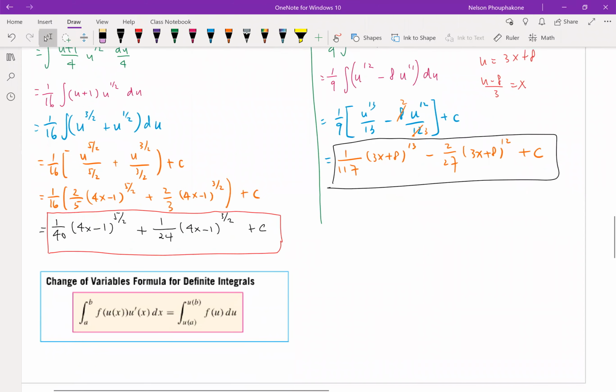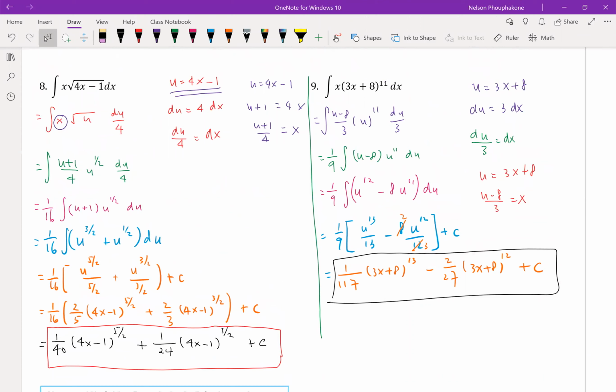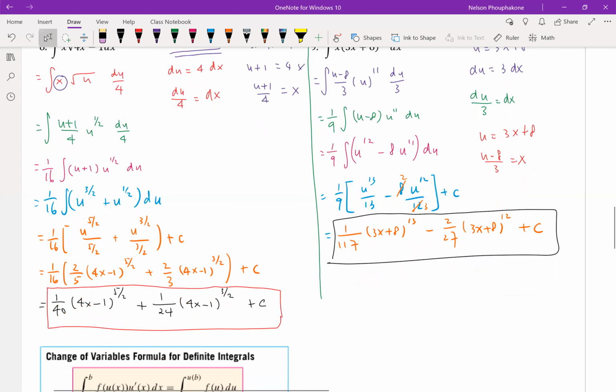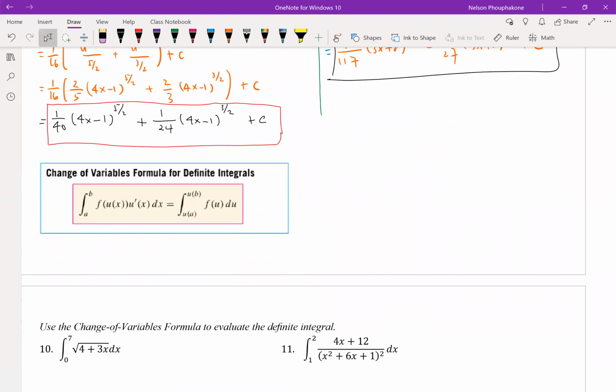And now I hope that you kind of get the idea how we actually work with substitutions with indefinite integrals. Okay, so the next couple of problems relate to the definite integral. If we have the lower limit and the upper limit, how do we actually work out the problems? Basically, we need to change from x equal to a and x equal to b to u. This is what we're going to do.